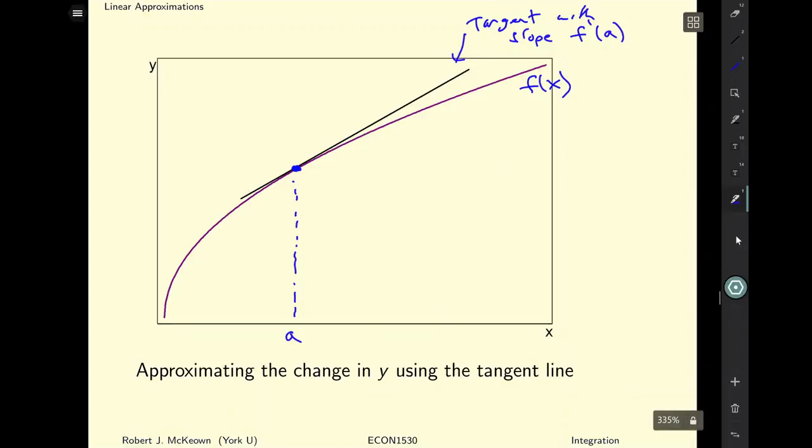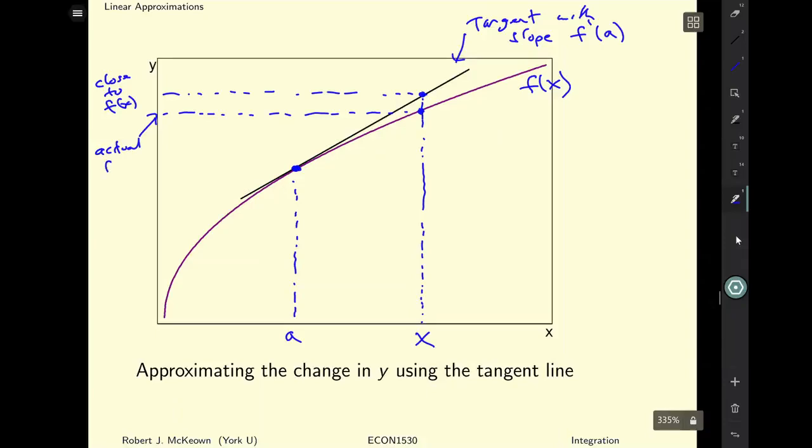Now we can use the tangent line to approximate points along f of x, other than at point A. So for example, we might be interested in the point x. And if I draw this dotted line all the way up, this is going to give us something close to f of x. But you can see that the actual f of x is below the tangent line.